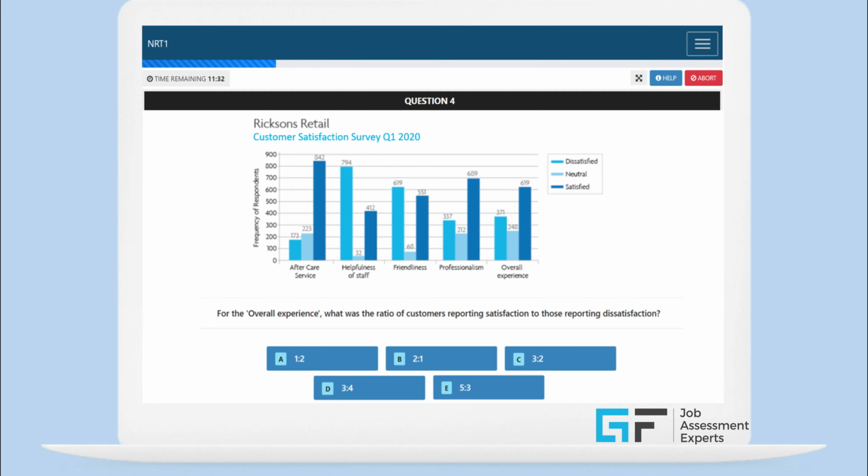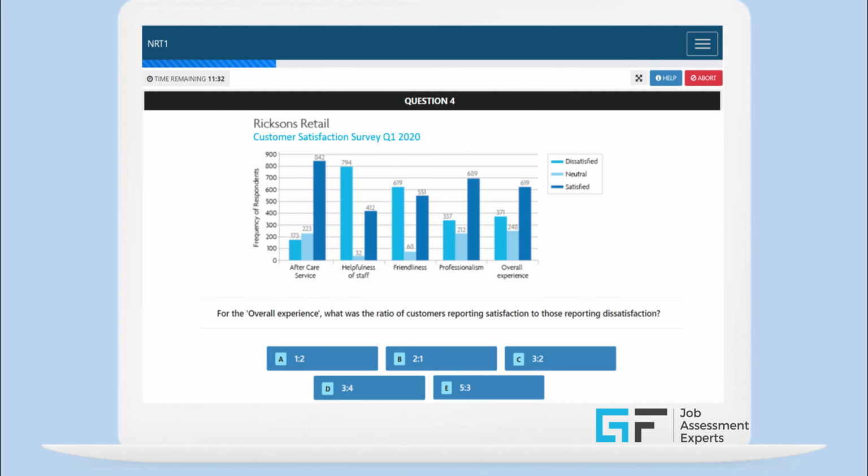We can see that customers have rated the business on 5 distinguishing factors, and along the vertical axis, we can see the number of respondents. Customers have been separated into 3 satisfactory groups: satisfied, dissatisfied, or neutral. As the question refers to the overall experience category, we must focus on these bars on the graph.